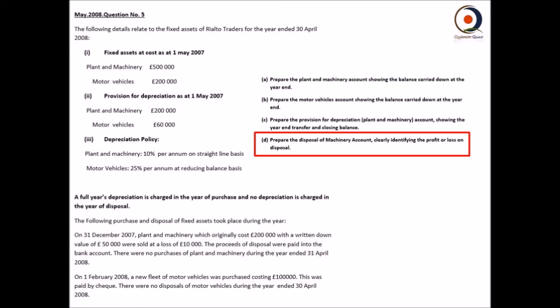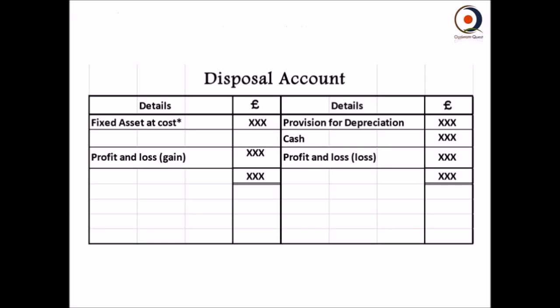The last requirement is to prepare a disposal account to identify the profit or loss on disposal. So let's first recall the format of a disposal account. Here's the format of a disposal account. As you can see, we have fixed asset at cost and profit and loss on the debit side, and in the credit side we have provision for depreciation, cash, and profit and loss account, which I'm going to explain what each of these stands for.